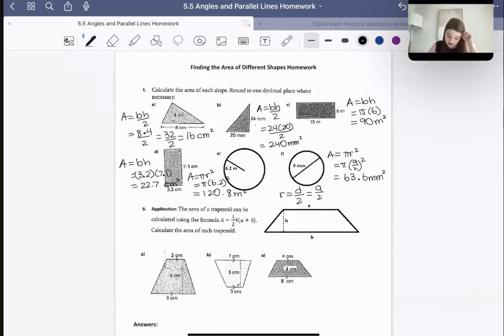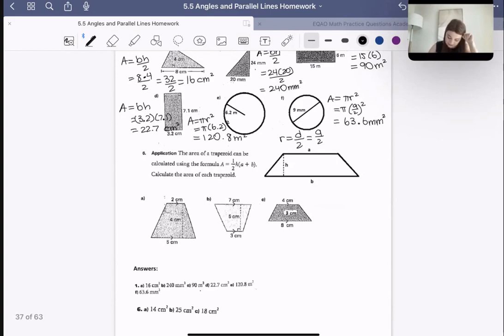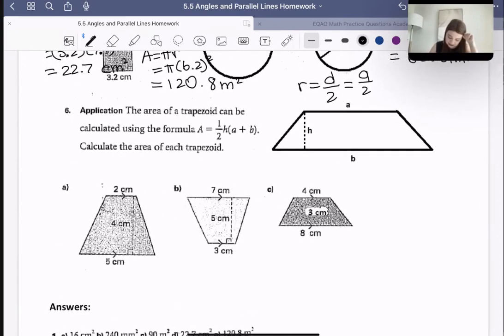Okay, awesome. So that's the first one done. Now they have number 6, looks like. Here it says the area of a trapezoid can be calculated using the formula 1/2 h times a plus b. Calculate the area of each trapezoid. Okay.